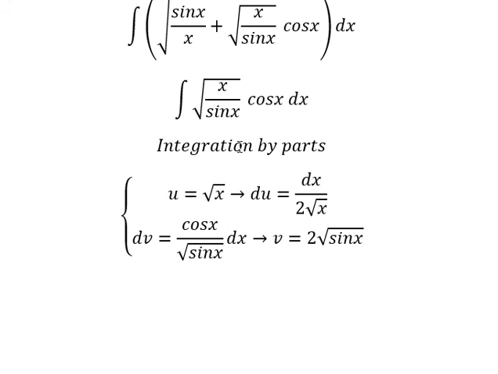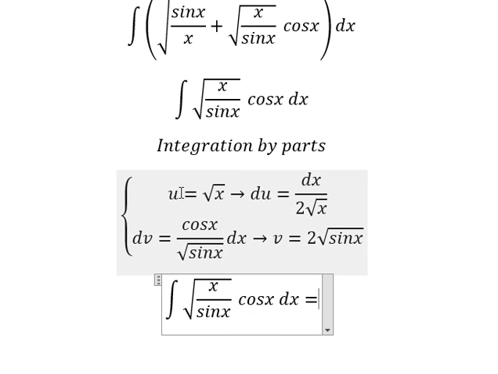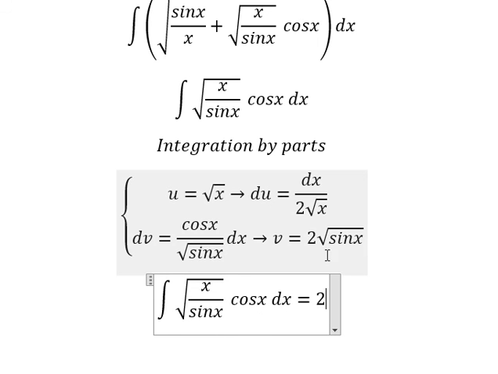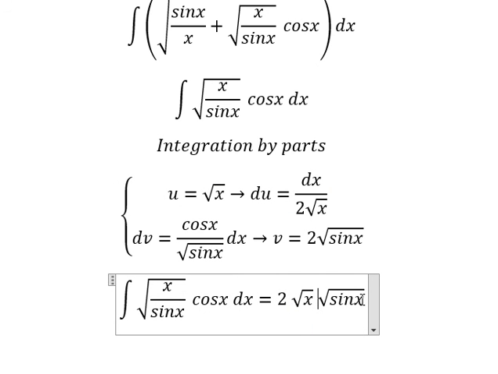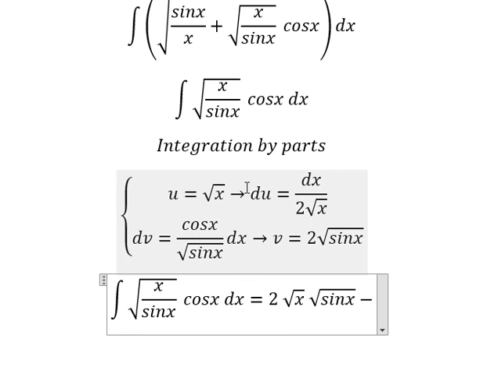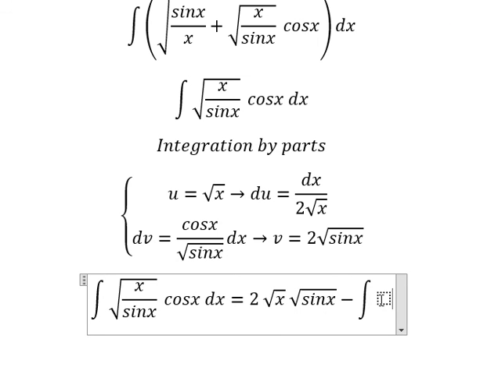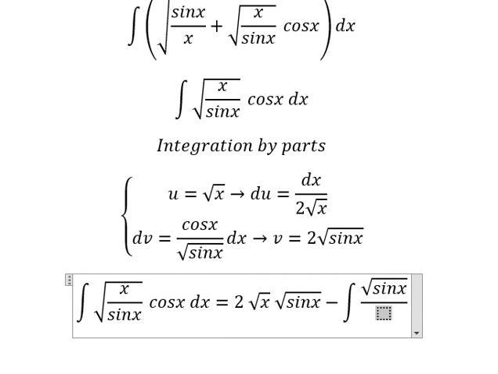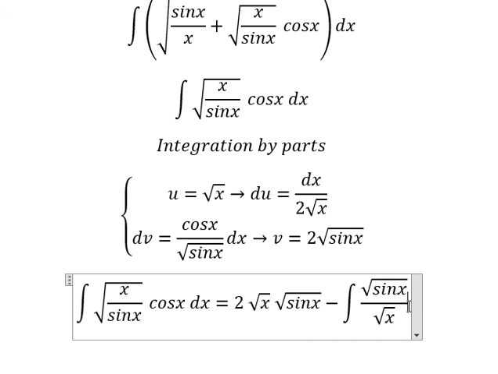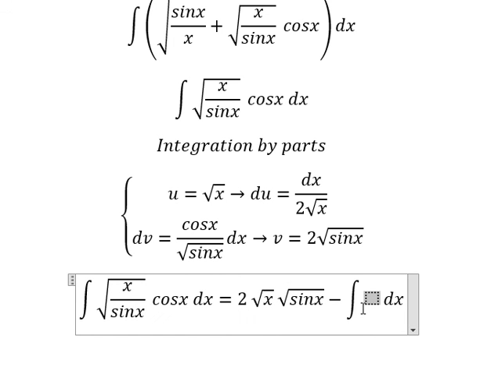Now this one, so we have u multiplied by v minus the integral of v multiplied by du. So 2 and 2 we cancel. And now we just have the square root of sine x over the square root of x. So this one we can put like this.